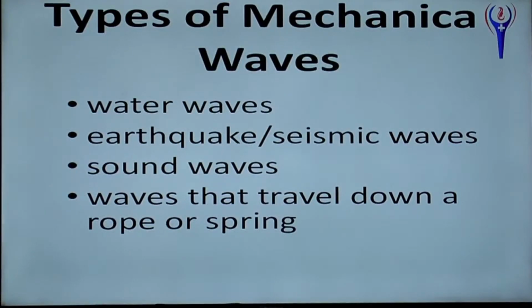And mechanical waves are classified into two. Actually, here are mentioned these which all come under mechanical waves: water waves, earthquake or seismic waves, sound waves, waves that travel down a rope or spring. These waves all require a material medium for propagation. Basically, a mechanical wave is classified into two. One is the transverse wave and another one is the longitudinal wave.